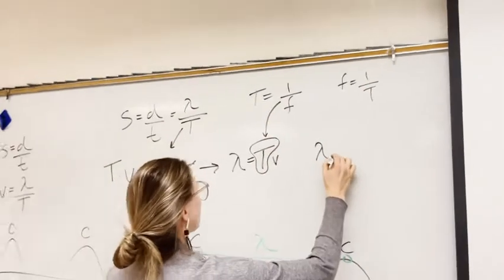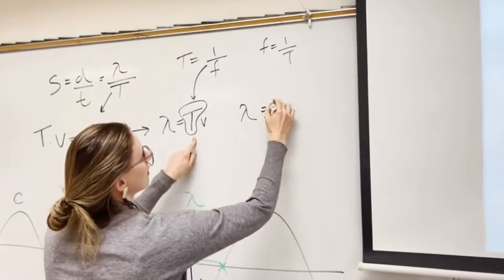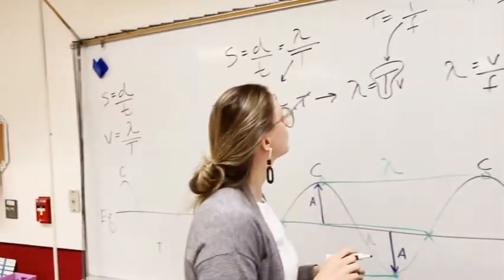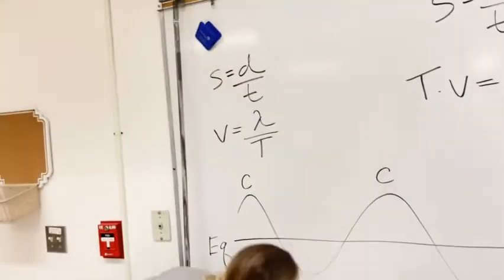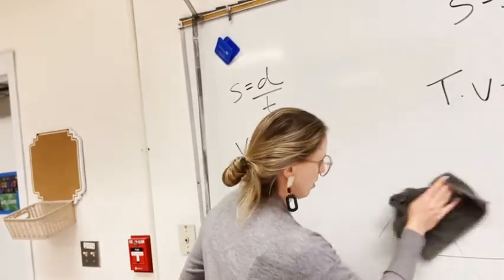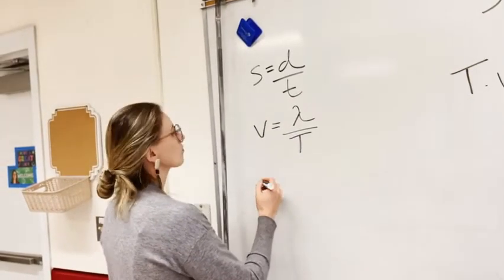Yeah. So it looks like this. Instead of T, we've got 1 over F, V. Oh, I'm going to make that a V then. It occurs to me, Ms. Moore, what should we do over here with our equations? We've got velocity as wavelength over period. We should probably add in the inverse relationship, right? And so velocity is wavelength times frequency.